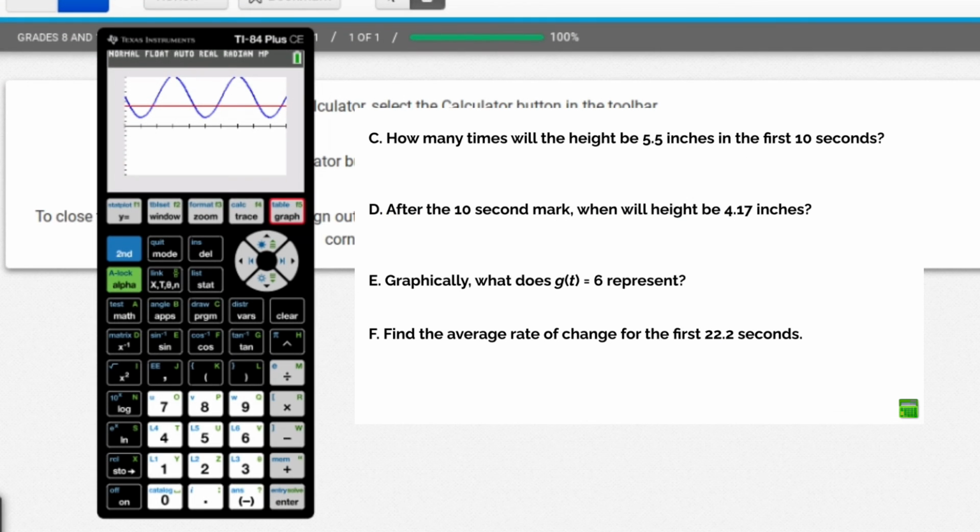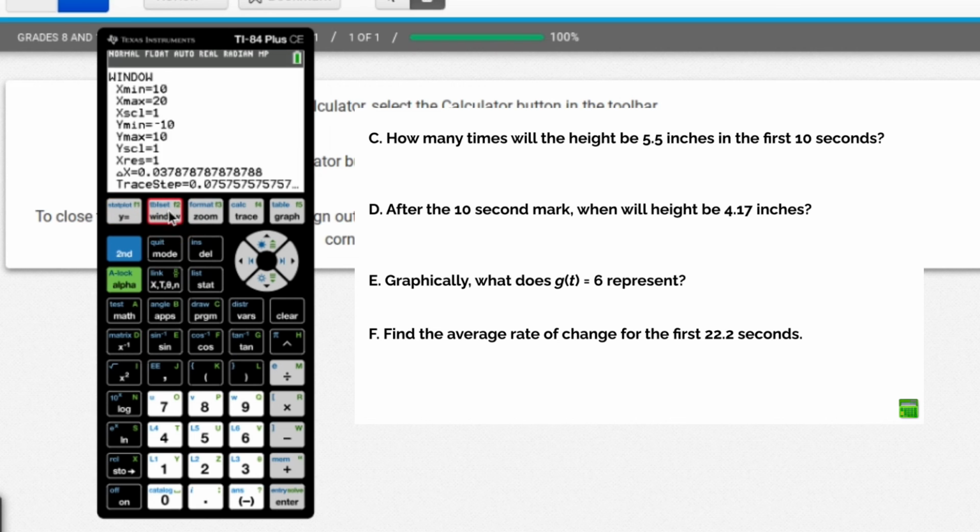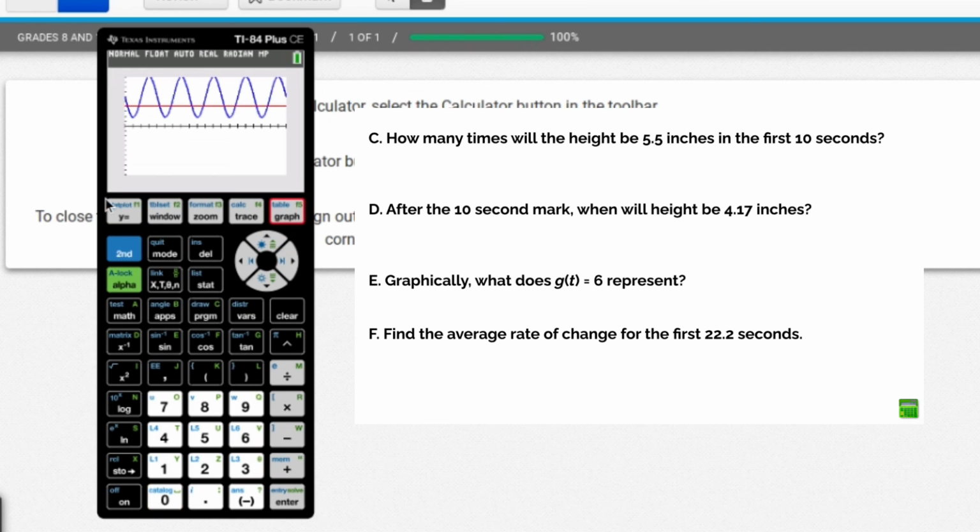All right, last but not least with this guy, we need to find the average rate of change. I still have my equation right there. So let's find out what g of 22.2 is and g of 0 is, and commit that to memory. First off, if I'm going to do this, I need to fix my window so that I can get to 22.2. So I'll hit 30 for x max. If I hit graph, there we are. I really don't care about u, so let me clear u. Don't need u anymore.